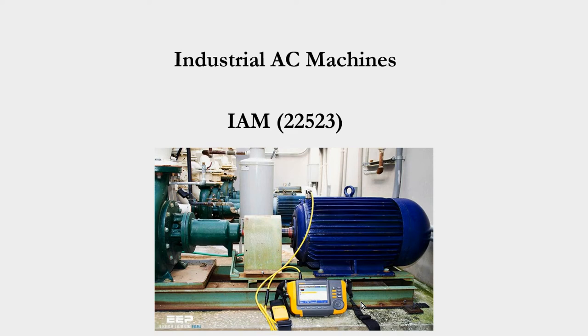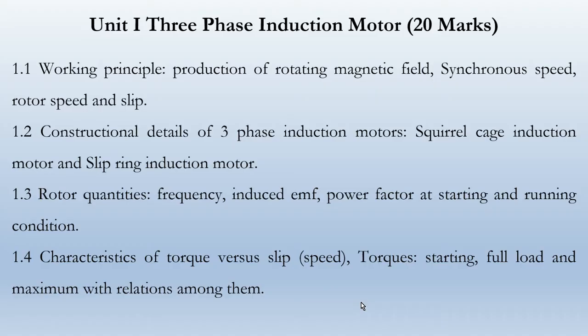Hello friends. So we will start with the industrial AC machines. The contents of first unit, that is three-phase induction motor, are: the first is working principle. In this we will study production of rotating magnetic field, that is RMF. After that, synchronous speed of rotating magnetic field, then rotor speed, slip, constructional detail of three-phase induction motor.